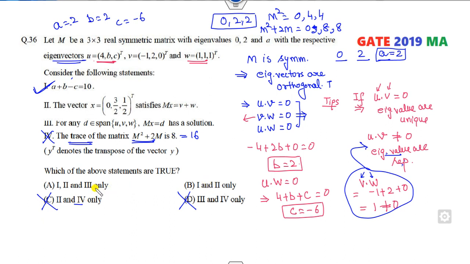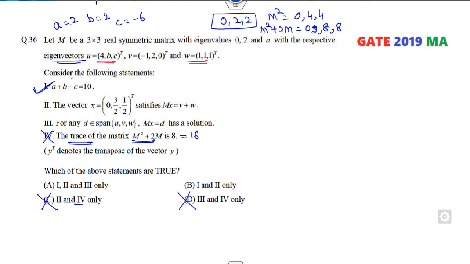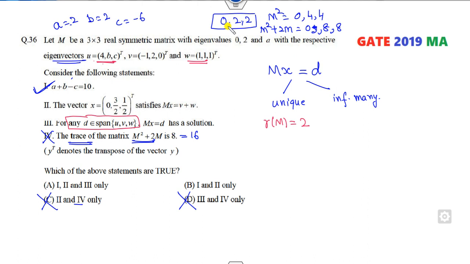So we need to only check about the third option, because second is in both the cases the correct statement. So look at that, how you can think about this third option. Mx is equal to d has a solution. When will it be a solution? Either it has a unique solution or it has infinitely many solutions. Fine. Now for any d which lies in the span of this, you can think about any of the span. Firstly, what is the rank of the m? 2, because one eigenvalue is 0, so the rank of the m is 2.